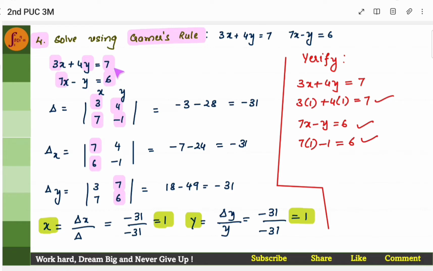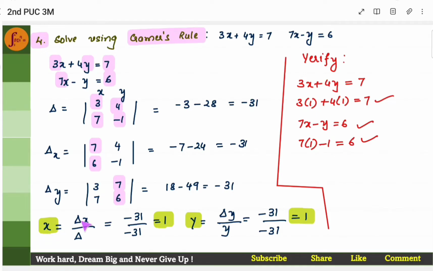So now you notice, in the first matrix, you'll have the coefficients of x and y: 3, 7, 4, minus 1. In the second matrix, instead of the x column, you'll put the constants 7 and 6. In the third matrix, instead of the y column, you will put the constants 7 and 6. Then you find the determinant of each of these matrices.